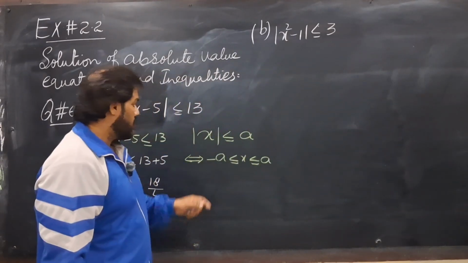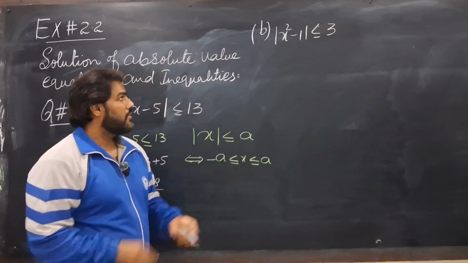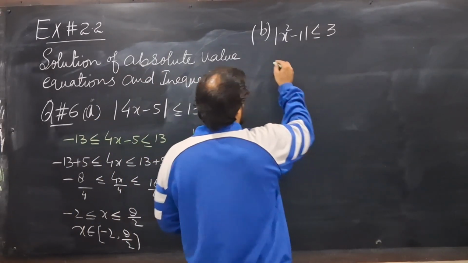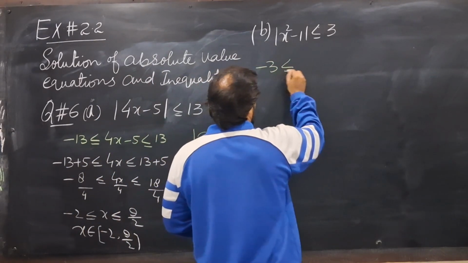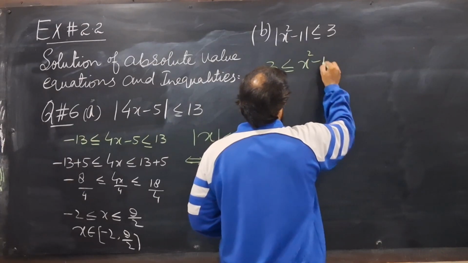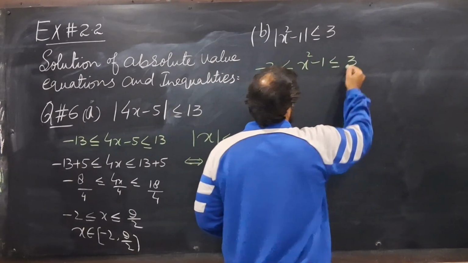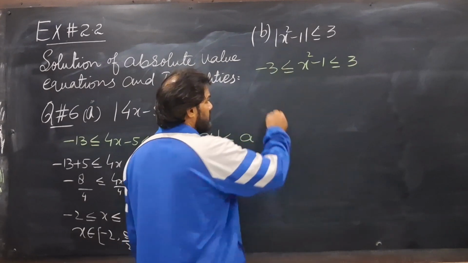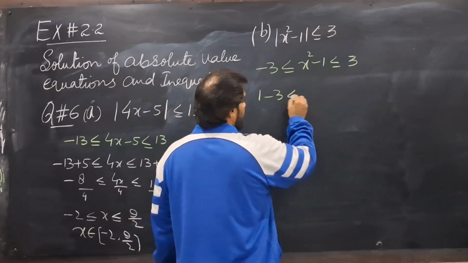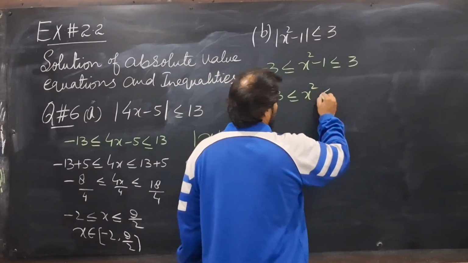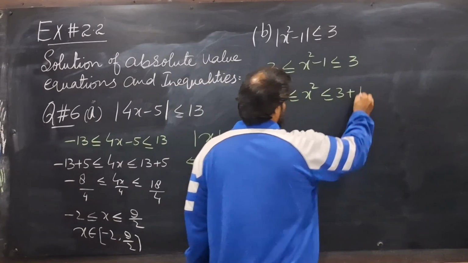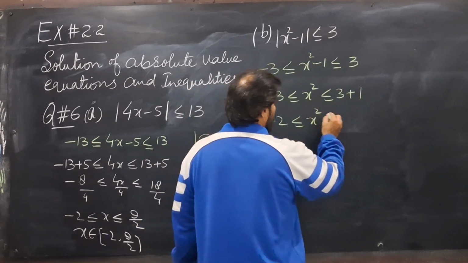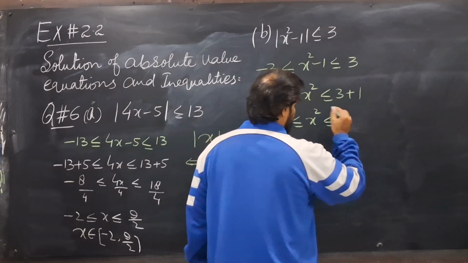We will use again the same concept. We can write the given inequality as minus 3 less than or equal to x square minus 1, which is less than or equal to plus 3. Adding 1 on both sides, this gives 1 minus 3 less than or equal to x square, which is less than or equal to 3 plus 1. This is minus 2 less than or equal to x square less than or equal to 4.